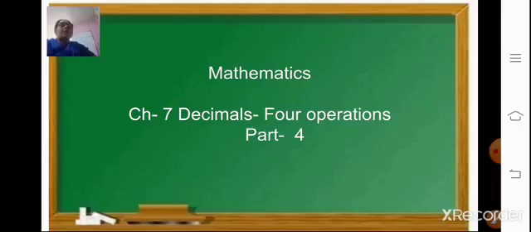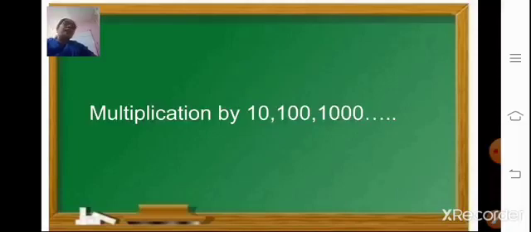Now in part 3, we have already studied about multiplication of decimal numbers, correct? That is, we learned about multiplication with whole numbers, as well as multiplication of two decimal numbers. So today we'll learn how to multiply a decimal number by 10, 100, 1000 and so on.